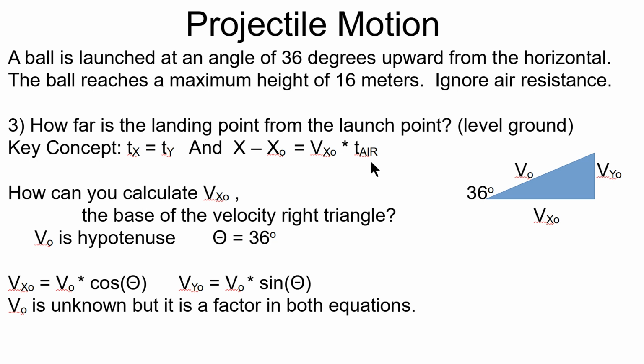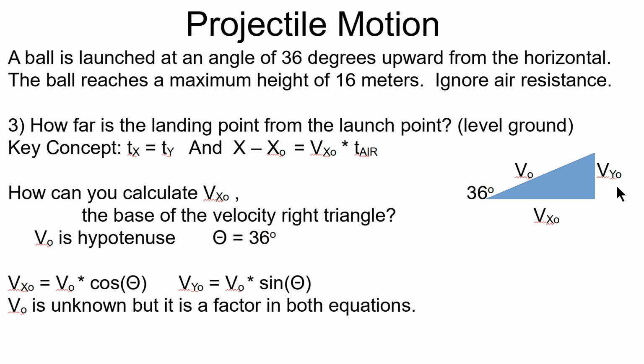Well, we just found the time in the air. How can we find the speed in the x direction? How can we get that? Well, we have a right triangle to work with. We know the angle over here is 36 degrees. We know the Vy naught number.